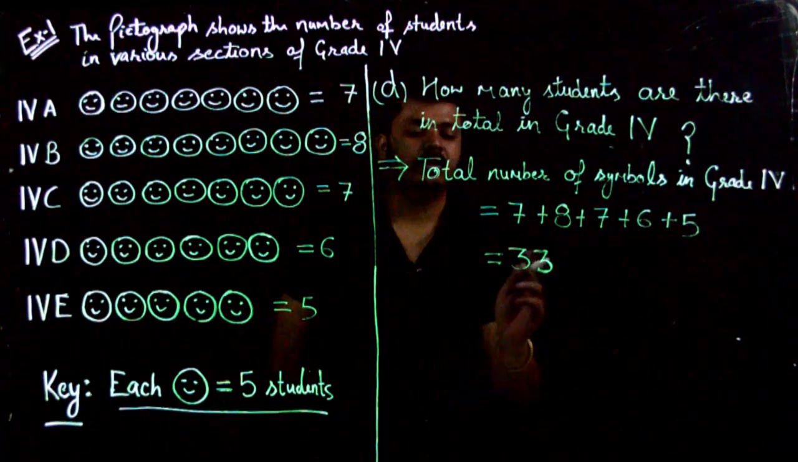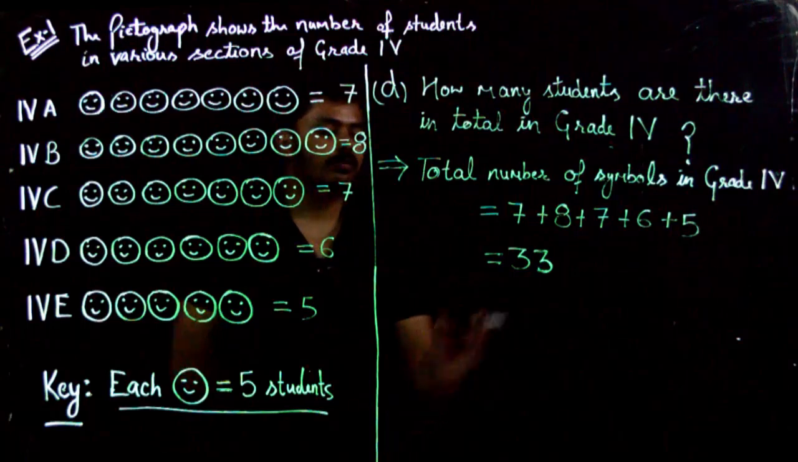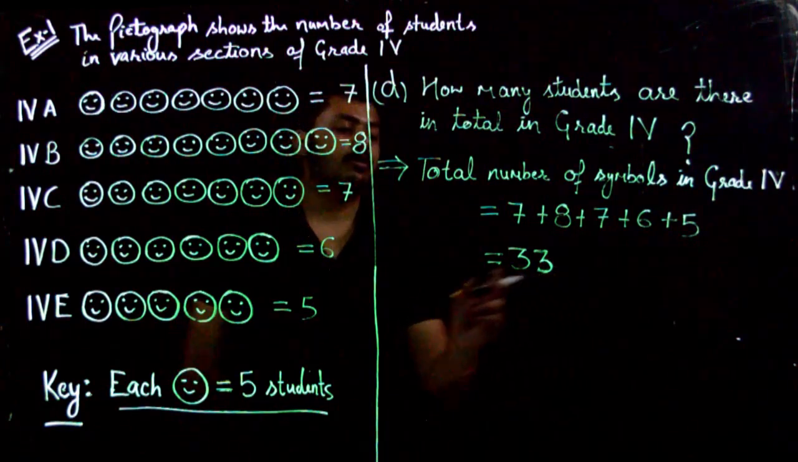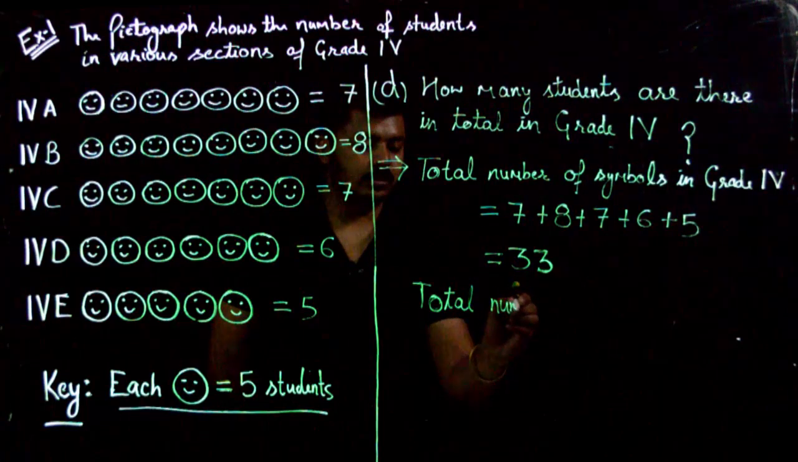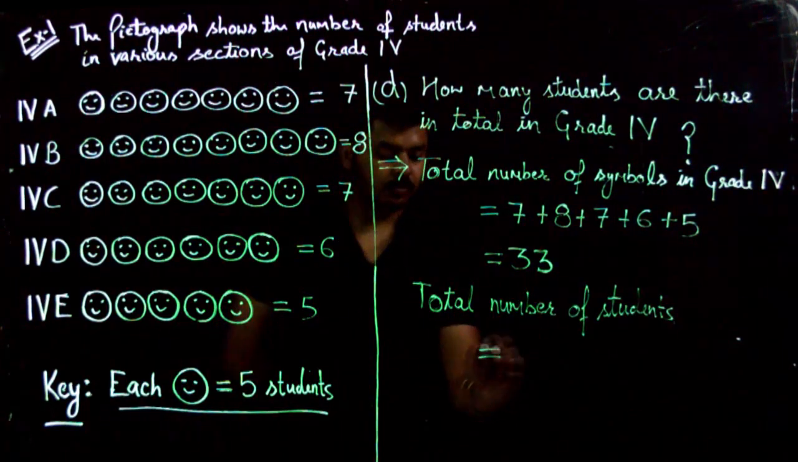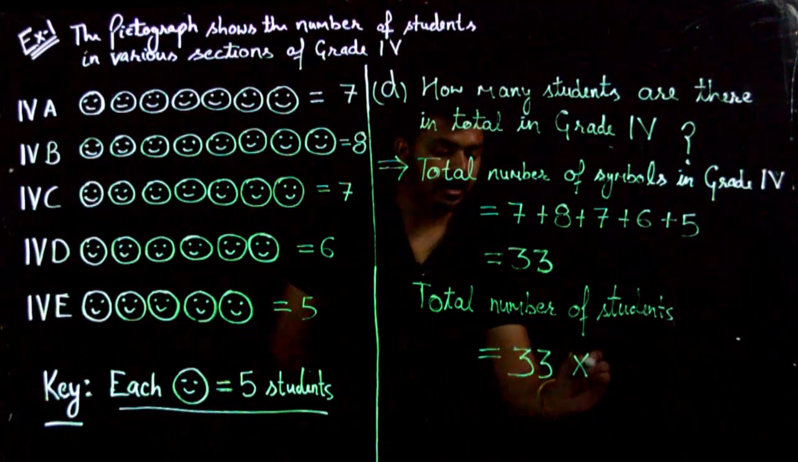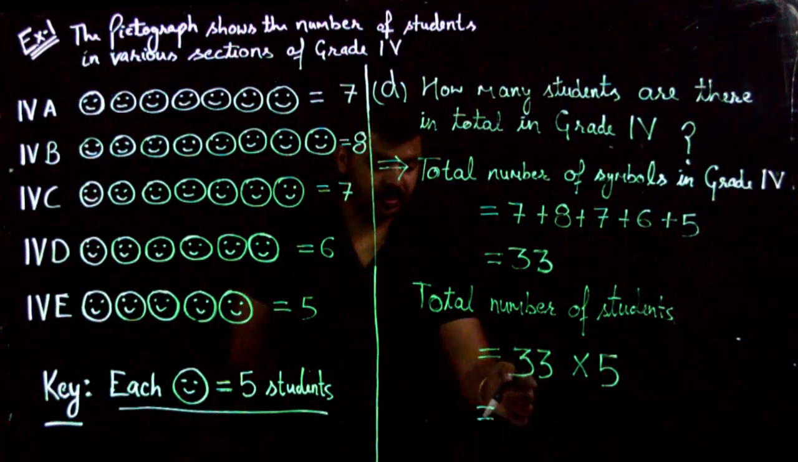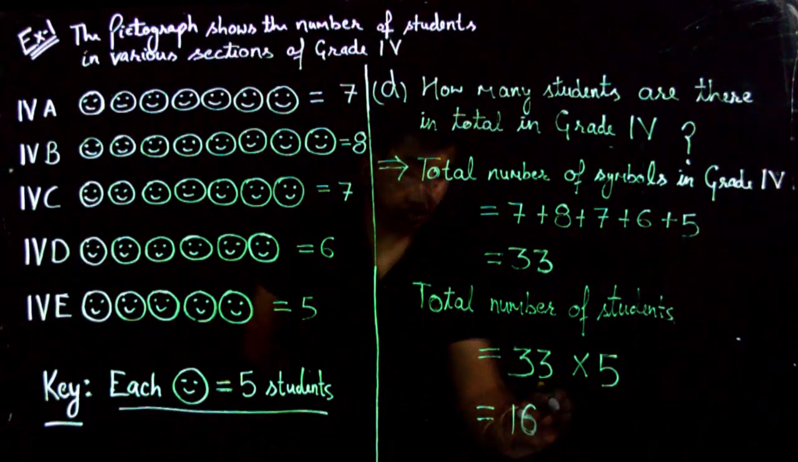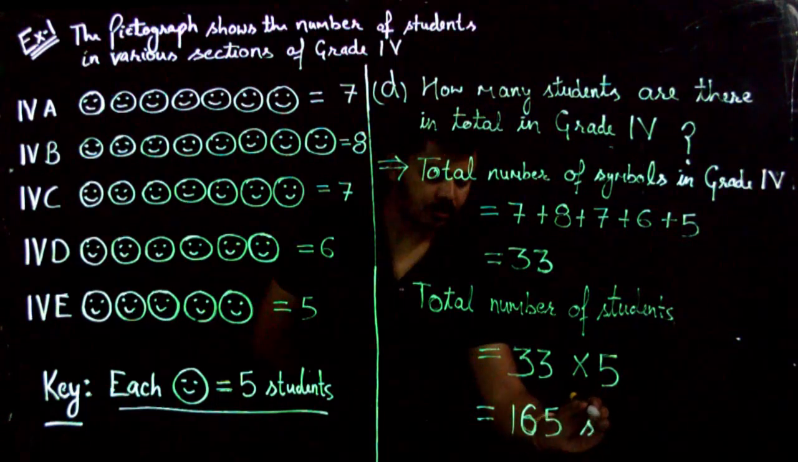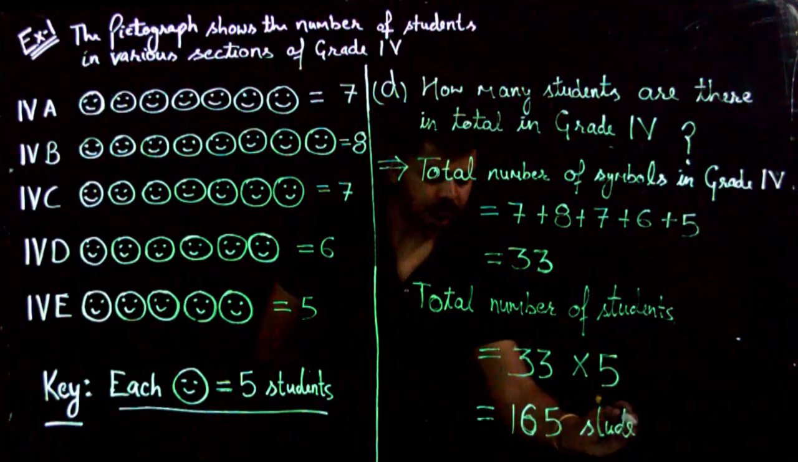So now we have got the total number of symbols, and to find the total number of students we need to multiply the total number of symbols by 5. So the total number of students is equal to total number of symbols, that is 33 multiplied by 5. So 33 multiplied by 5 is 165. So the total number of students are 165 students.